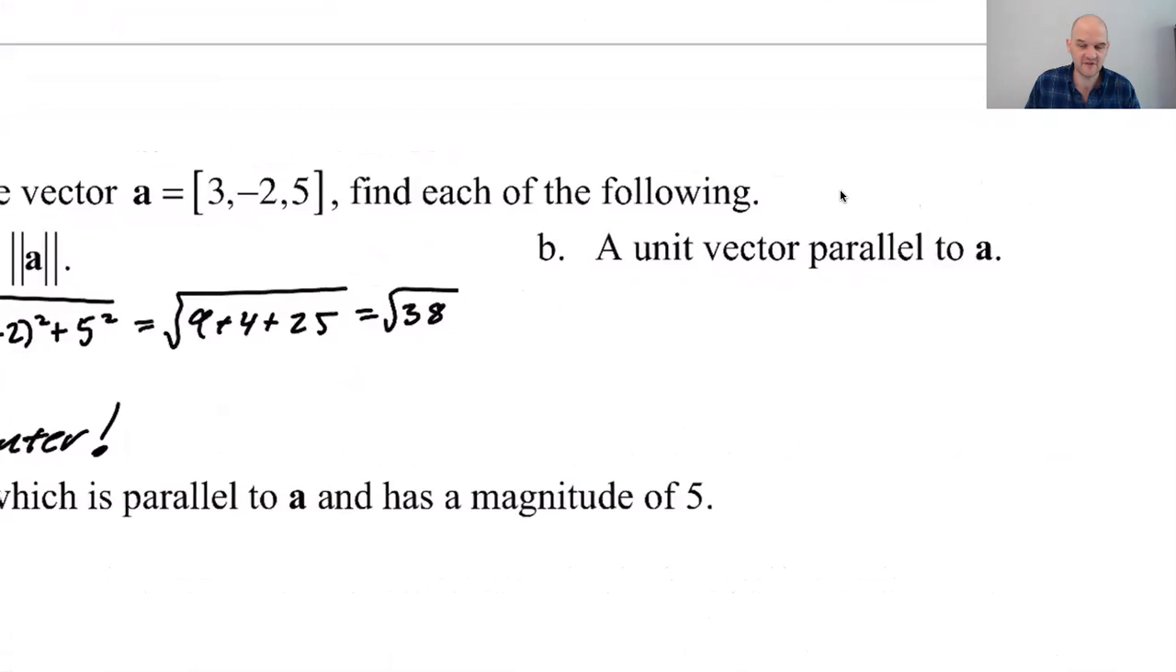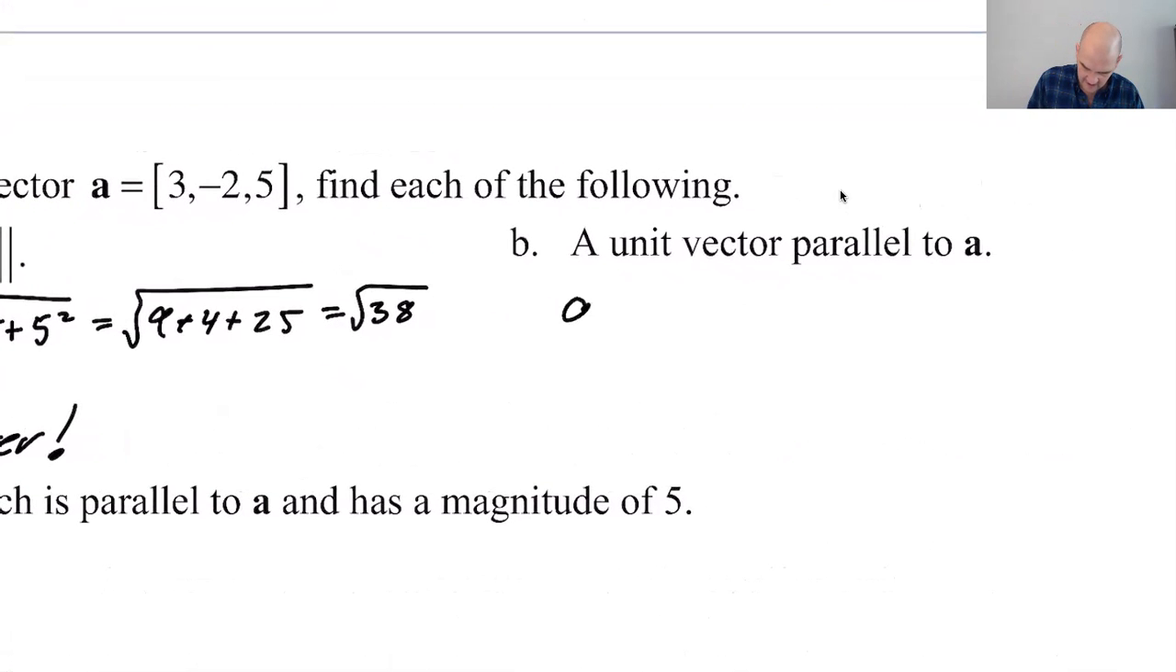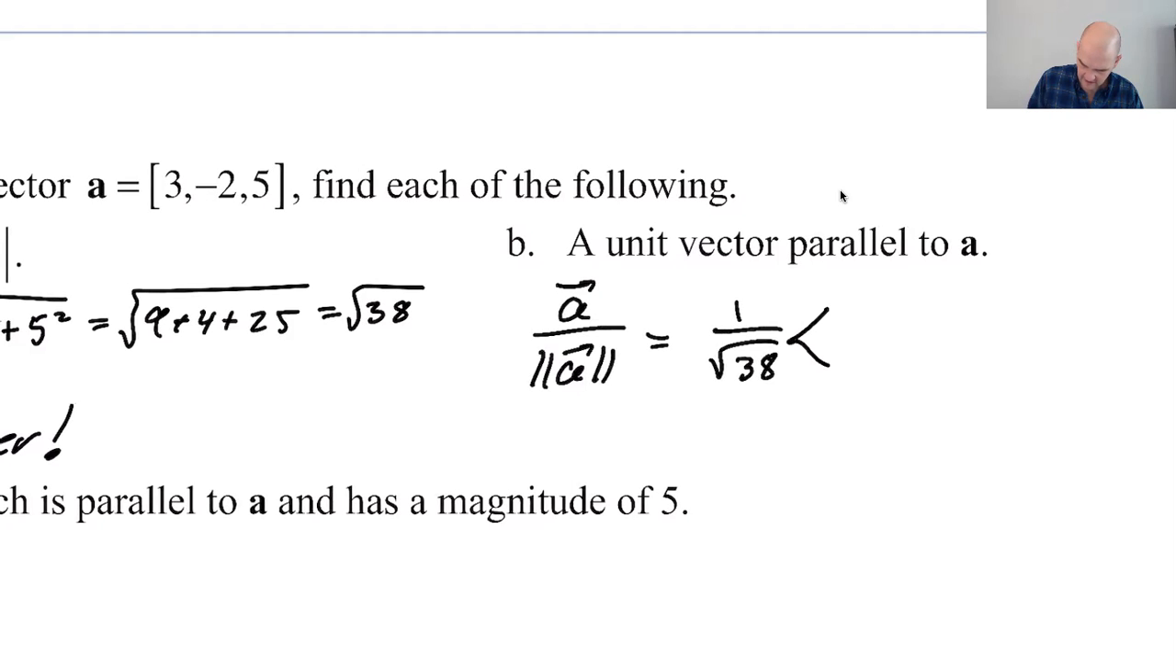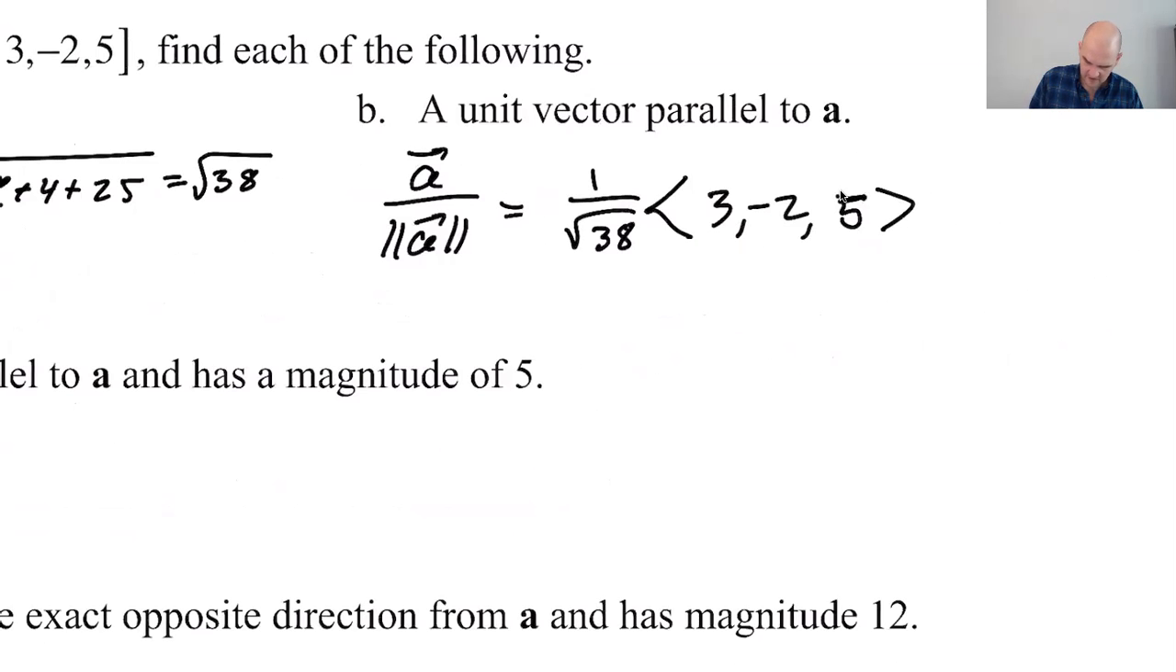So, the unit vector parallel to the vector A. Remember, a unit vector is just a vector divided by its magnitude. So that's going to be A divided by the magnitude of A, and we just found the magnitude of A. You can scalar multiply a vector, so really what we're doing is 1 over radical 38 times 3, negative 2, 5. I would never really show this work. I'm just showing it this time because it's the first time in these notes that we've done this. So 3 over radical 38, negative 2 over radical 38, and 5 over radical 38.